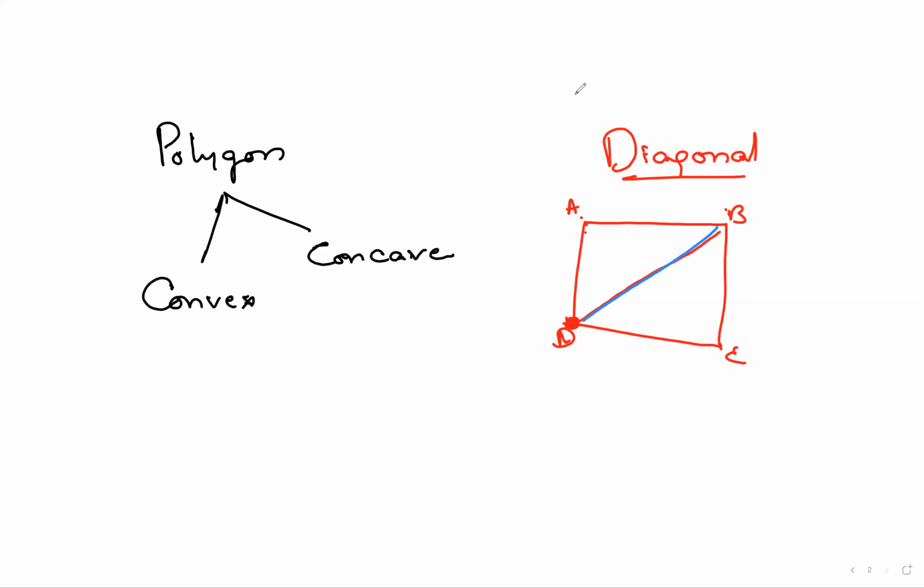In the same way, if I join A and C, AC is a diagonal, and in the same way BD is a diagonal. So if the diagonal occurs inside, then those polygons are called convex. So what is the definition of a convex polygon? In a convex polygon, the diagonal is inside the figure.